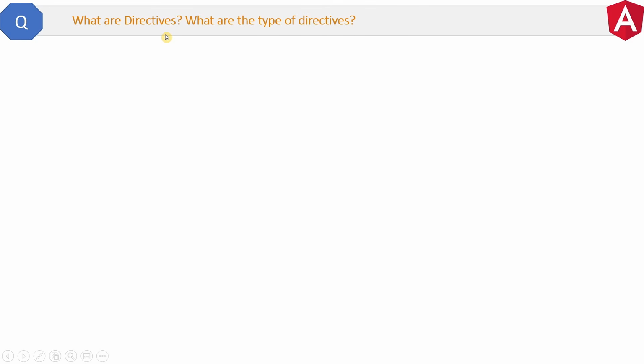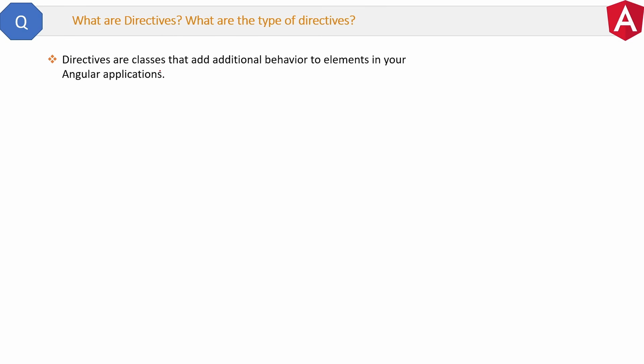What are directives? What are the types of directives? I have broken this question in several small questions so that you can easily understand it. Here is the simplest definition of directive. Directives are classes that add additional behavior to elements in your Angular applications. For example, suppose you have an element button like this. Now the color of this button can be changed by the help of directives like this.